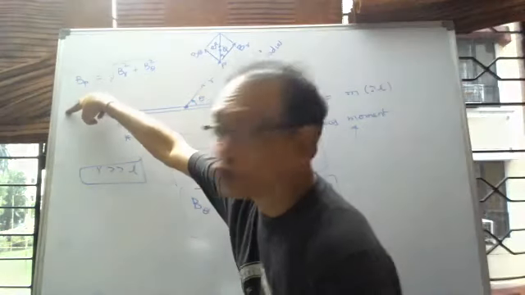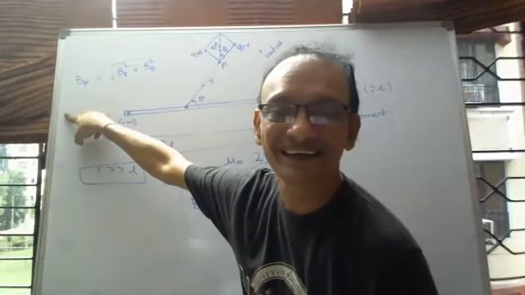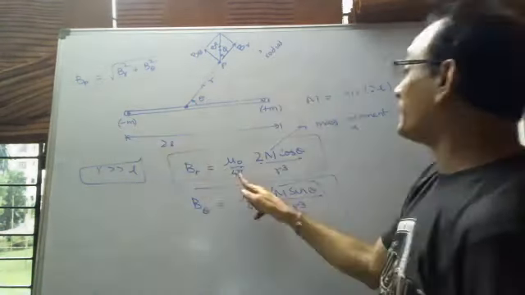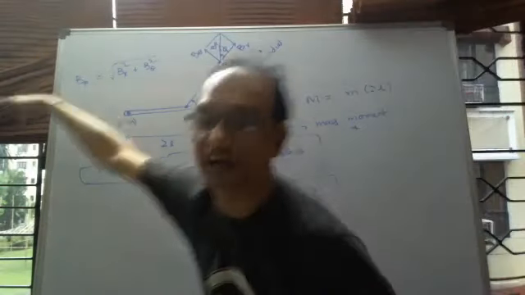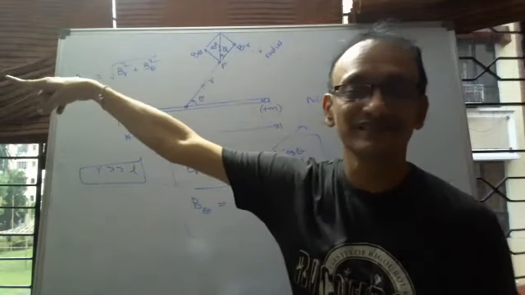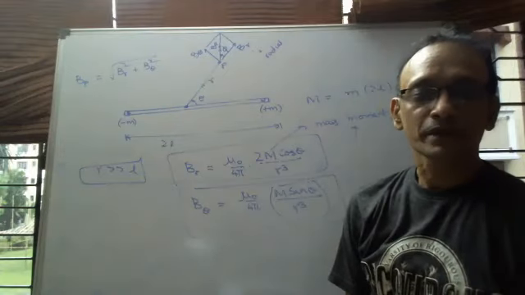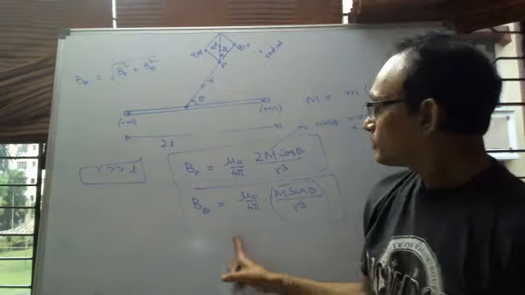यहाँ पे होगा तो theta will become pi, तो BR नेगेटिव हो जाएगा, ये 0 हो जाएगा. BR नेगेटिव मतलब इस डायरेक्शन में हो जाएगा BR. Got me? Yes, sir. That you have to remember.